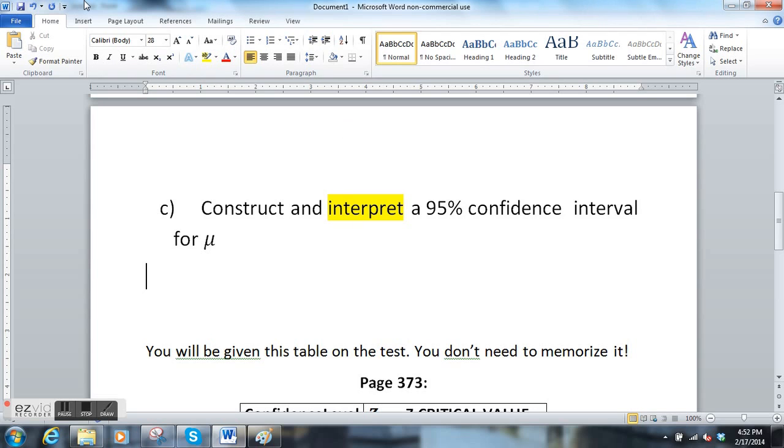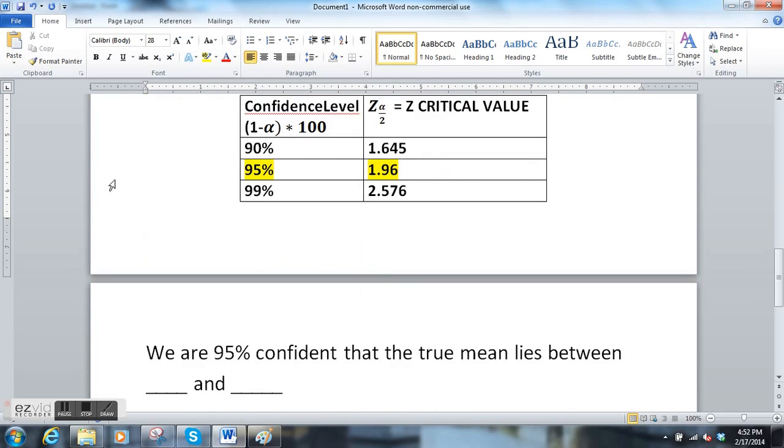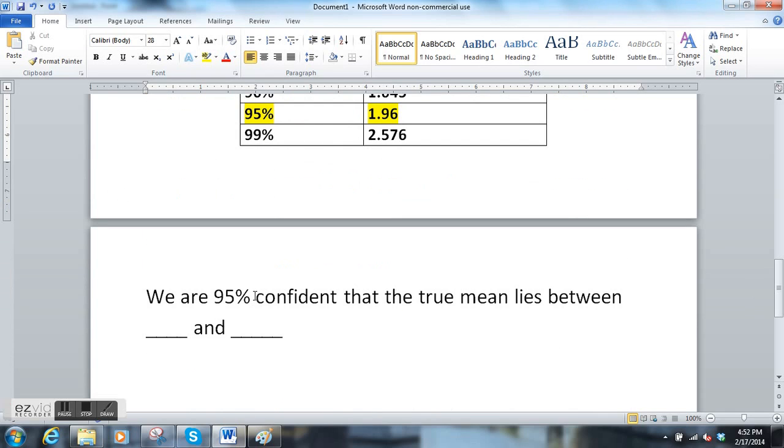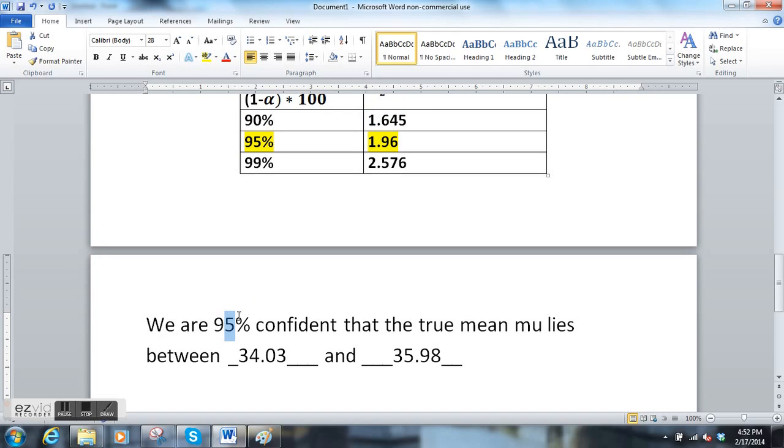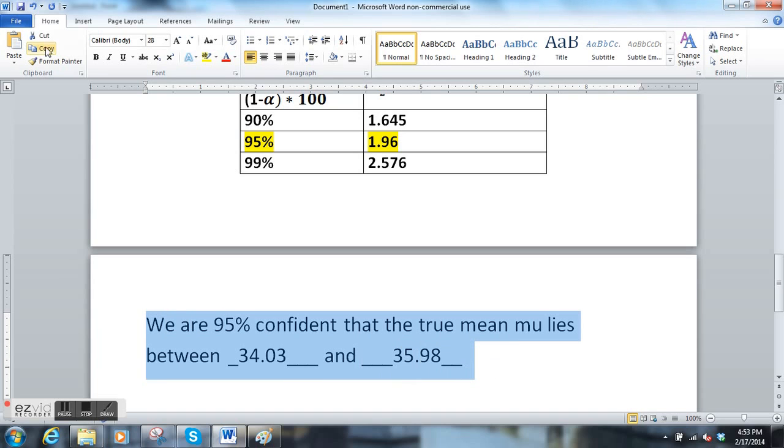So, happily for you, there is one sentence you can always use to interpret a confidence interval, and it is here. We are 95% confident that the true mean, mu, I'll say mu, because I don't want to get into the equation editor, lies between, and now you just plug in the numbers, 34.03 and 35.98. Now, if we'd used 90% confidence, that number would have changed, and we would have replaced the sentence with 90.